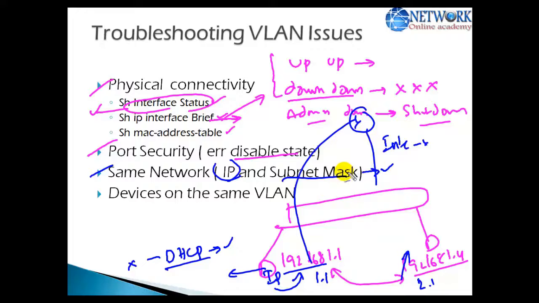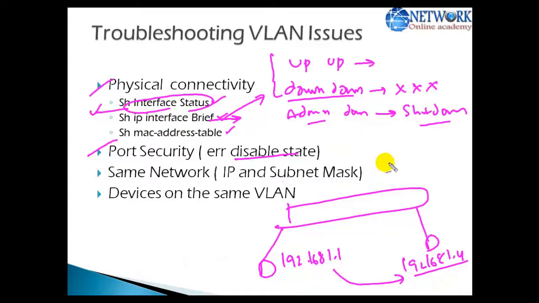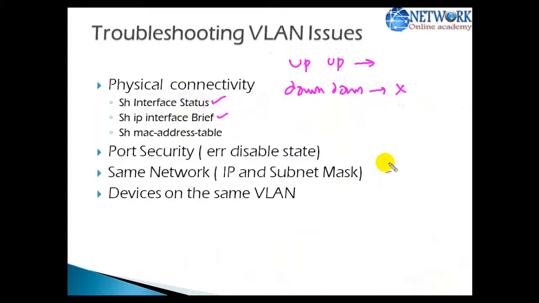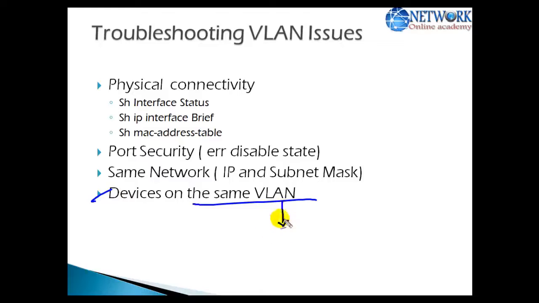What are the things we need to keep in mind? I'm not trying to mix up everything here. There might be a DHCP issue, and if two different networks are not communicating, it might be an inter-VLAN issue. But here we are just trying to figure out what could be the possible reason if two devices in my LAN which are on the same network are not communicating. And finally, you have to make sure that both the devices are on the same VLAN.